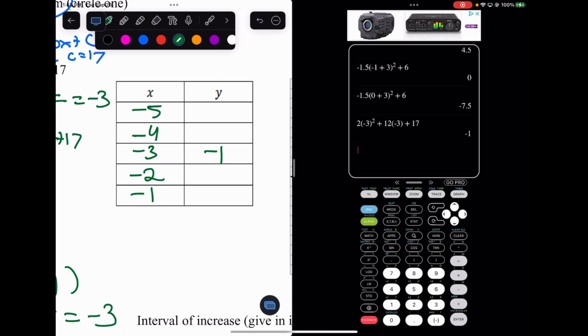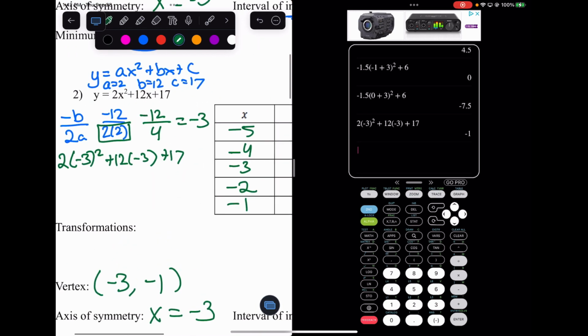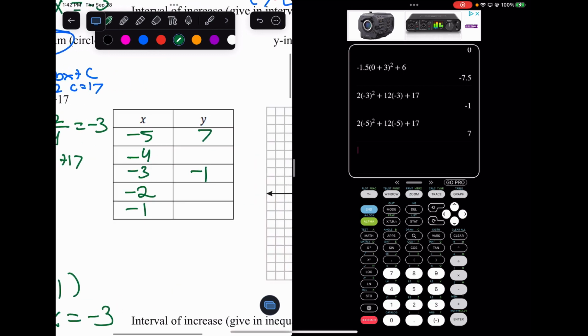So then we're going to just plug it into our function. If you have the 84, it's kind of nice. You can go up and grab and then just edit. So I'm going to plug in a -5 and see what I get out. All right, so I got 7. And then I can plug in a -4. And I got a 1.